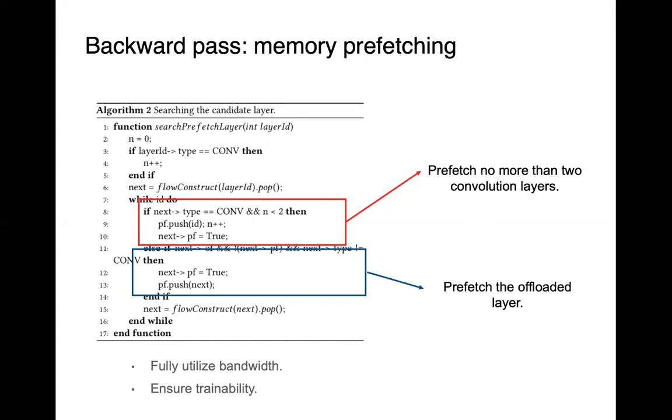As long as it is not a convolution layer and not available yet in the GPU memory, it can be chosen as the candidate, as shown in line 14. This is because other layers require shorter computation time.